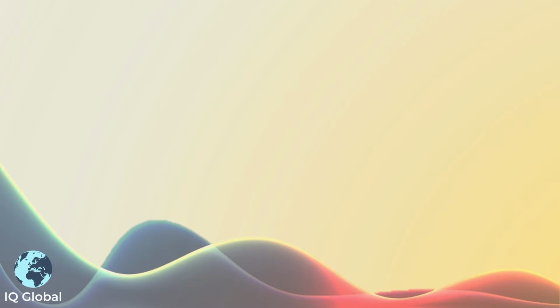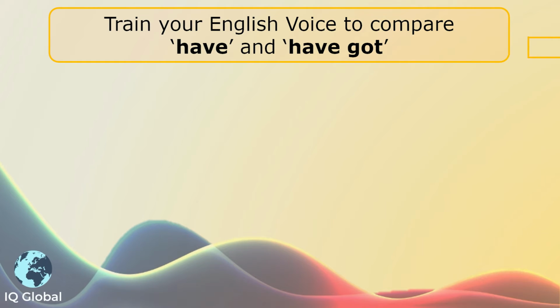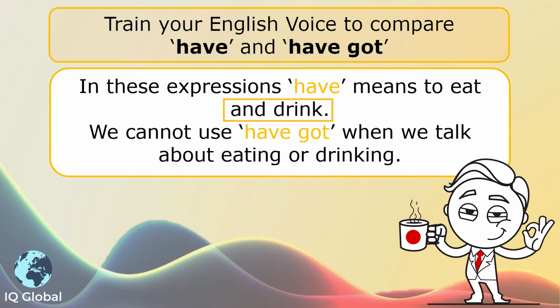Hello! Today we are going to train your English voice to compare have and have got. In these expressions, have means to eat and drink. We cannot use have got when we talk about eating or drinking.